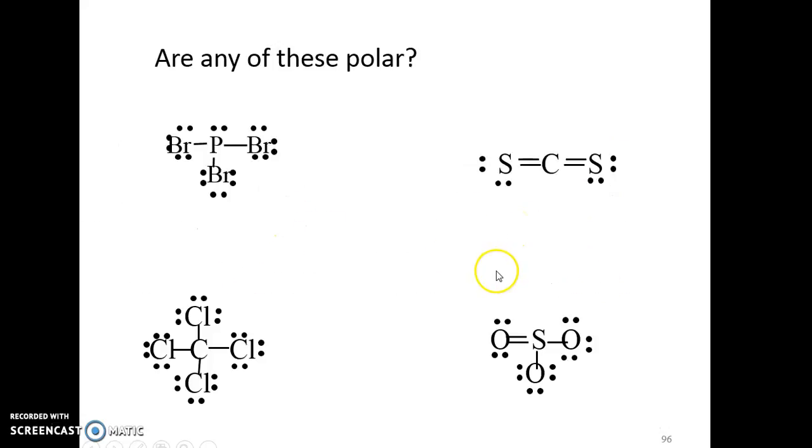So you determine, are any of these molecules polar? Well, if I look at this, this has a non-bonding pair on the central atom, so it's polar. If I look at this, there's no non-bonding pairs on the central atom, and the atoms on the outside are the same, so it's nonpolar. If I look at this, no non-bonding pairs on the central atom, and the atoms on the outside are the same, nonpolar. If I look at this, no non-bonding pairs on the central atom, and the atoms on the outside are the same. It doesn't matter that this one has a double bond and that's a single bond. It's still nonpolar.